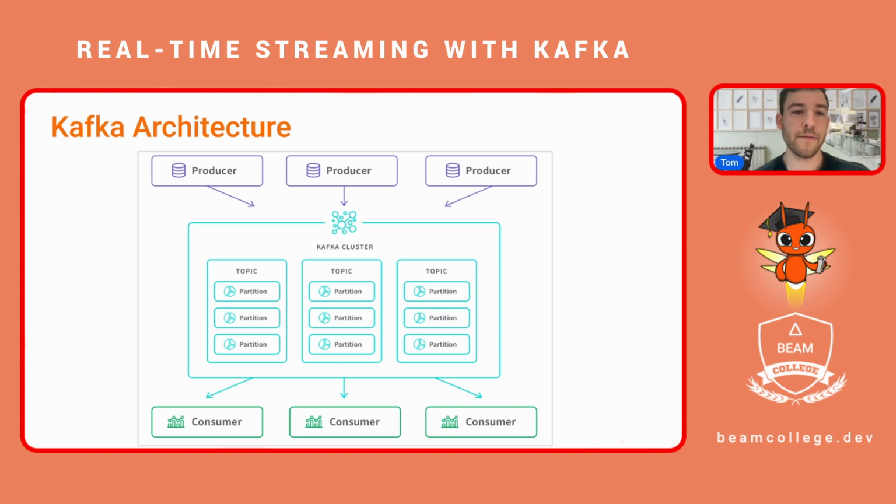Here we can see all of the core components of the Kafka architecture. You can see the interaction between producers, the Kafka cluster, and consumers. Notice how events are published to topics, which are then consumed by various consumers.